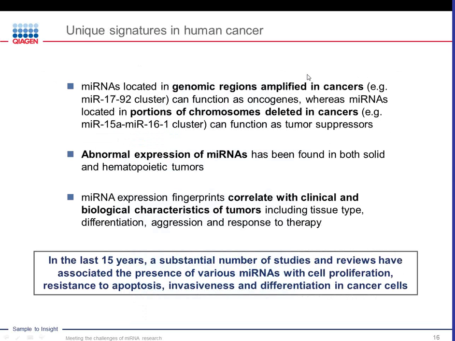A few unique signatures in human cancers over time. microRNAs located in genomic regions amplified in cancers can function as oncogenes, whereas microRNAs located in portions of chromosomes deleted in cancers can function as tumor suppressors. Also, the abnormal expression of microRNAs has been found in both solid and hematopoietic tumors, and microRNA expression fingerprints have been correlated with both clinical and biological characteristics of tumors. And I started out today's talk with this, but overall, a substantial number of studies and reviews have associated the presence of various microRNAs with cell proliferation, resistance to apoptosis, invasiveness, as well as differentiation in cancer cells.